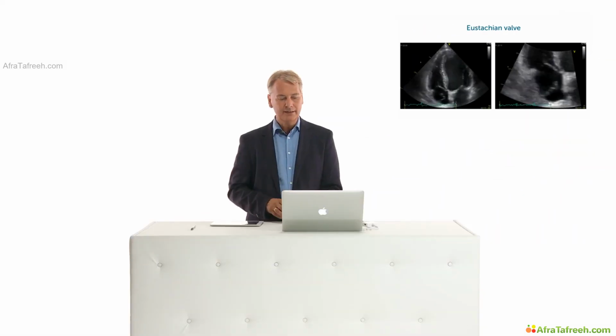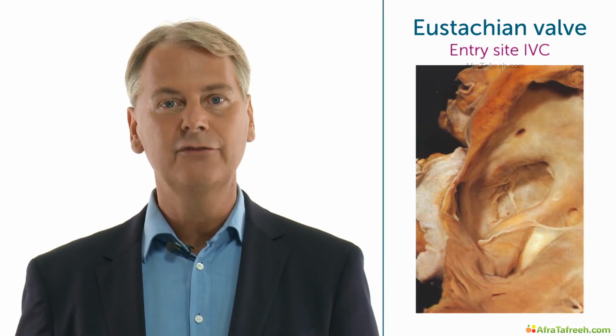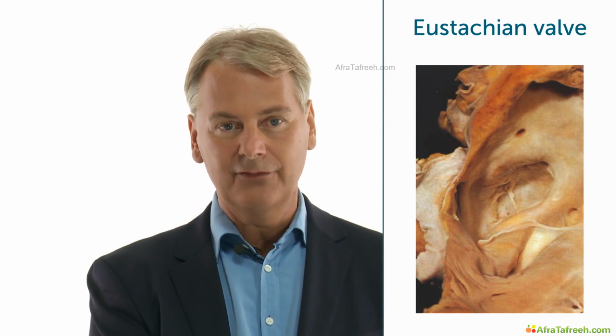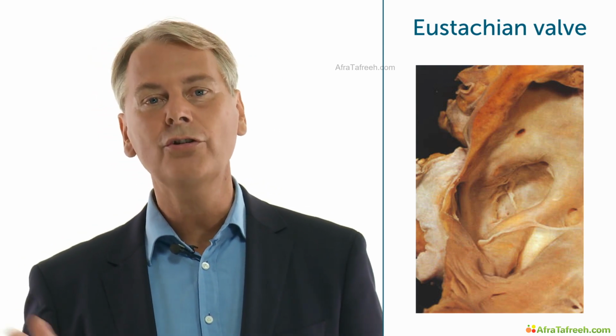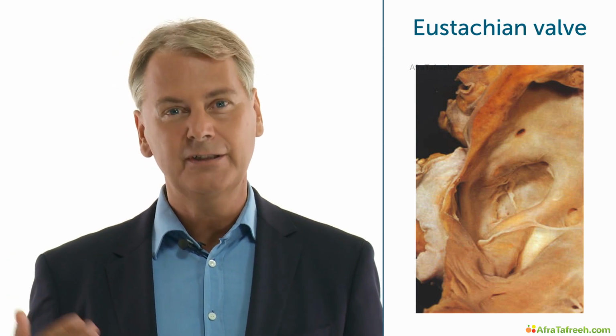Now, what is the Eustachian valve? It's a structure which is located, as I already mentioned, at the entry site of the inferior vena cava, and it has a purpose. The purpose of the Eustachian valve is to direct the blood during the fetal circulation towards the patent foramen ovale. So it directs the oxygenated blood to the left atrium.